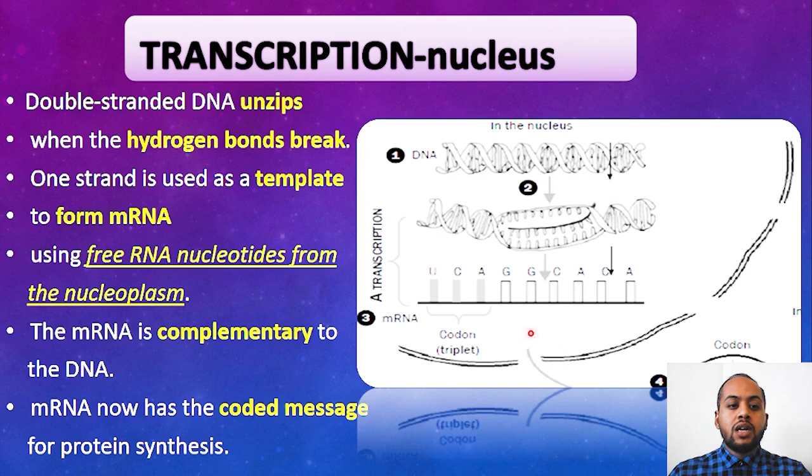So firstly, transcription takes place inside the nucleus. Now, why does this process start inside the nucleus? You'd have remembered in the previous video when we looked at the process of DNA replication. We said that DNA replication took place where? Inside the nucleus. And in which phase of a cell cycle did it occur? In interphase of a cell cycle.